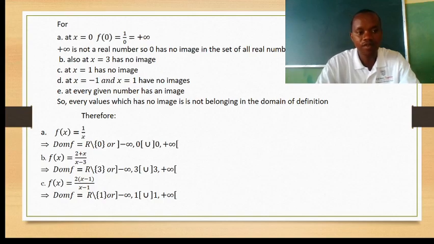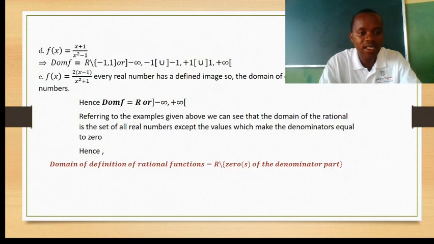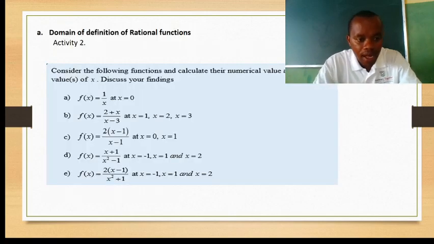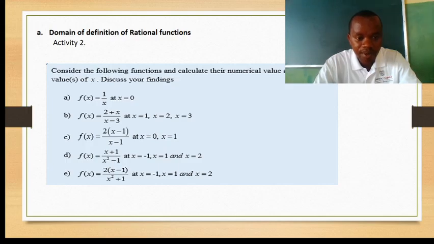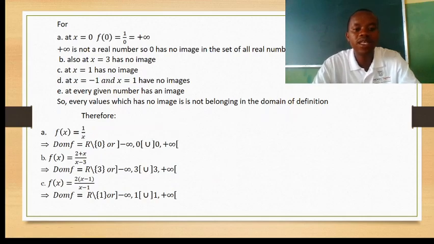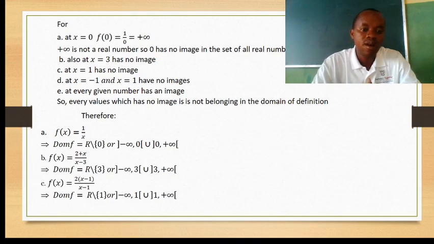For D, at x equal to minus 1 and 1, we don't have the image, but for x equal to 2, we have the image. For E, we have replaced x by minus 1, x by 1, and x by 2. We have found that they have the image. It means that for every value given, we have the image.